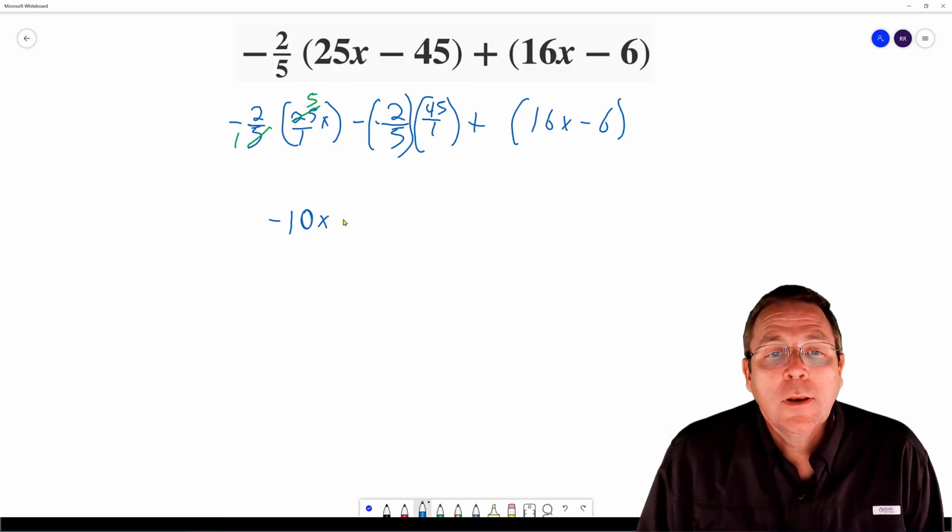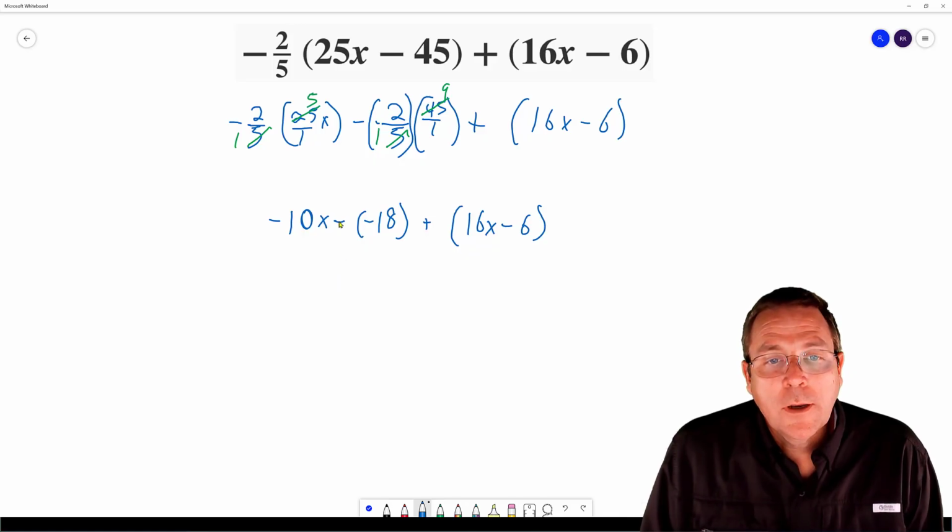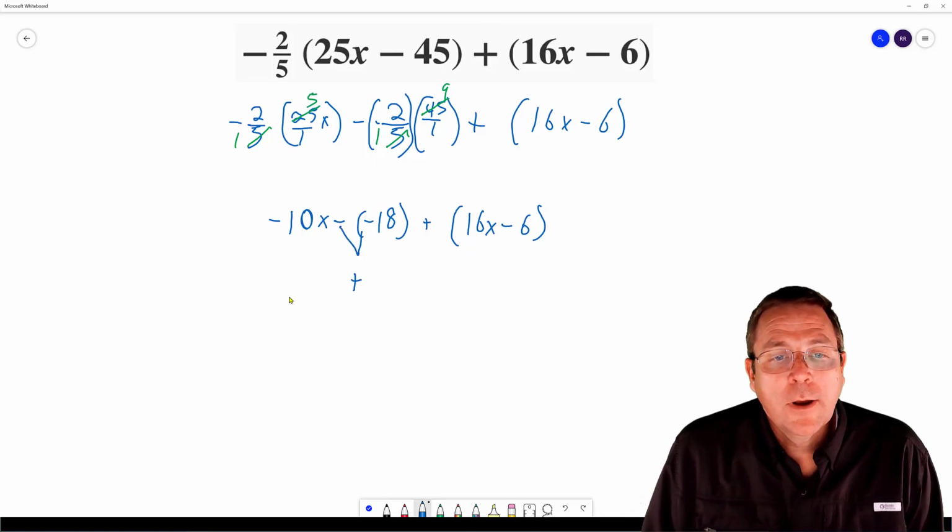And now, right here, I have minus. Simplify again. 5 goes into 5 once. 5 goes into 45 9 times. So I'm going to do a negative 2 times 9 is going to be a negative 18 over 1, also known as negative 18, plus a 16x minus 6. From here, we're going to make the ugly problem pretty, multiplying those signs. That's going to give me a negative 10x plus 18.